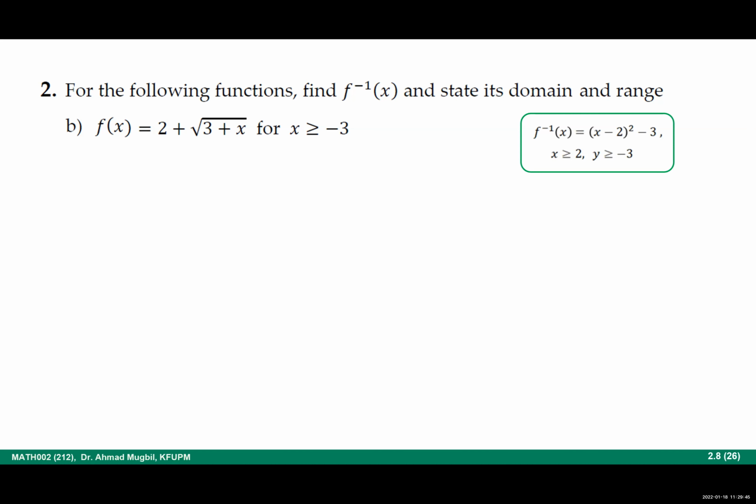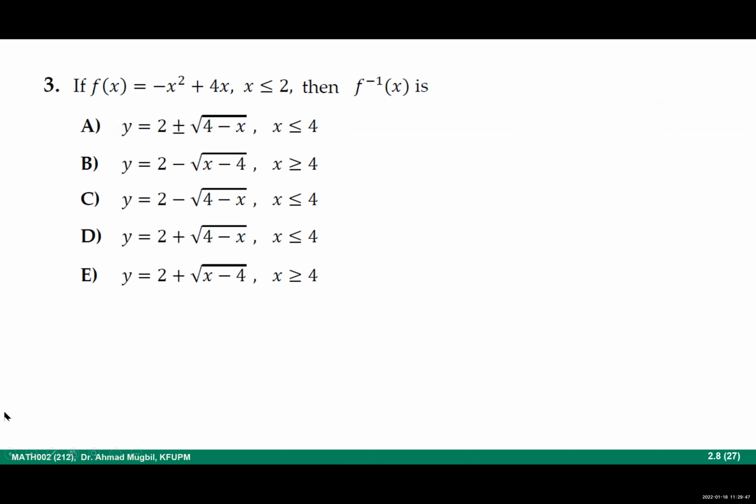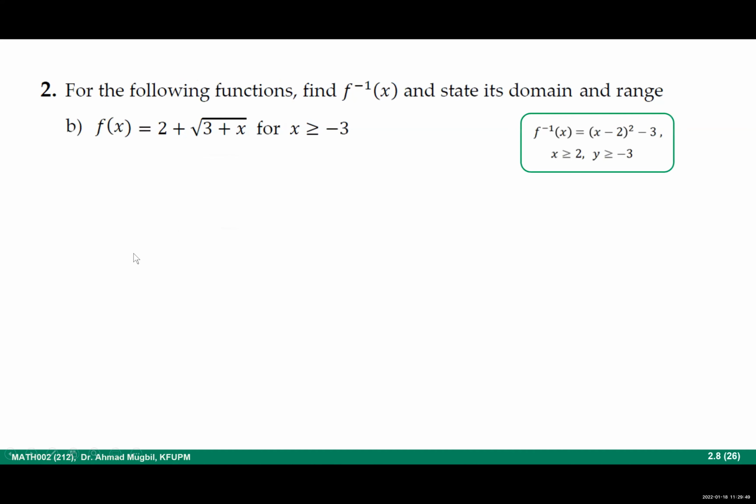So again, to find the inverse, what will you do? Yes. Replace f of x by y. Now, remember that x is greater than or equal to -3. It is given for you. Of course, it is the domain, the natural domain of this function. Now, if you can find y from here, it will be much better.